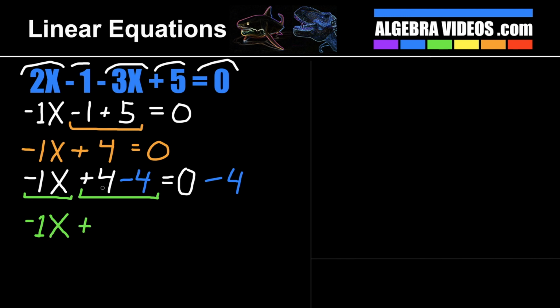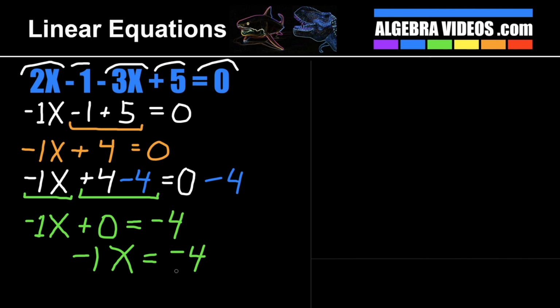And now plus this next term. What is the next term? 4 minus 4. Well, that's 0, right? So we can just call that 0. That's nice. That's going to be easier to deal with. And that equals, on the right side, negative 4. So now we can simplify this as just negative 1x equals negative 4.